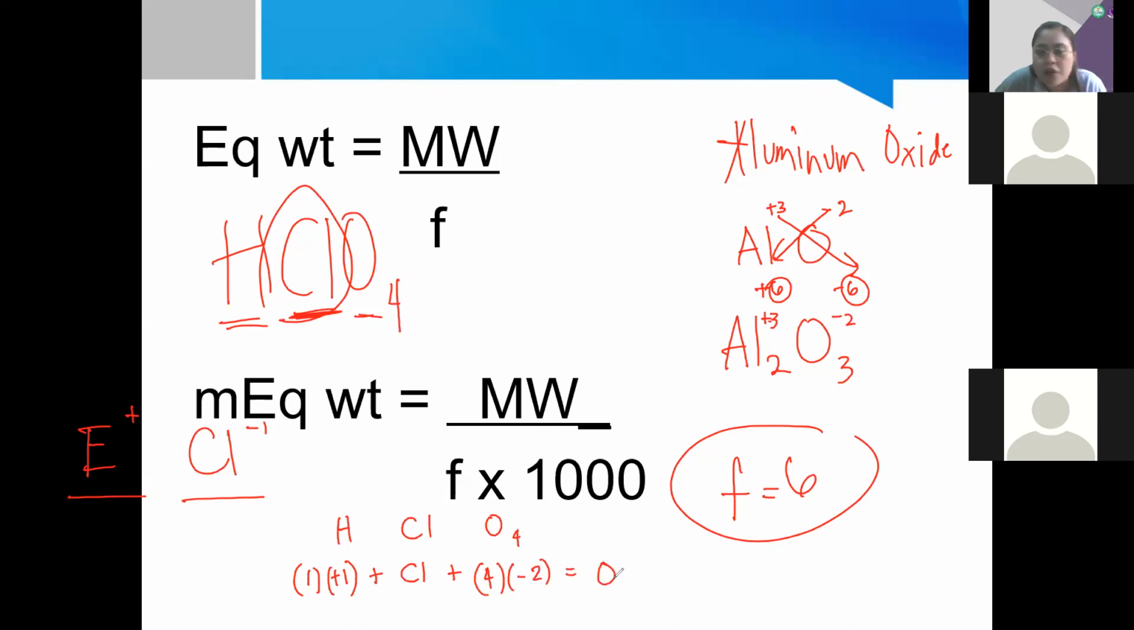And this is equal to 0 because remember, when you say compound, the sum of all positive and negative charges will always be equal to 0. So let's simplify. This is 1 plus chlorine plus negative 8 equals 0. We can combine these two: negative 8 plus 1 is negative 7, plus chlorine equals 0. Let's transpose the negative 7. With addition and subtraction, when we transpose, it becomes positive 7. Therefore, in this case, chlorine is positive 7.